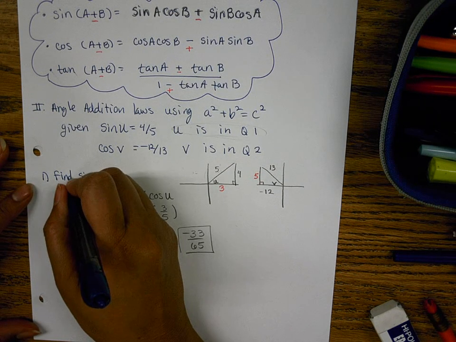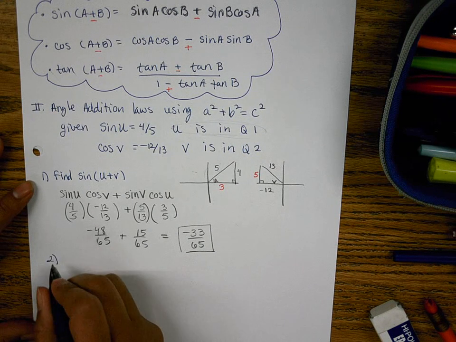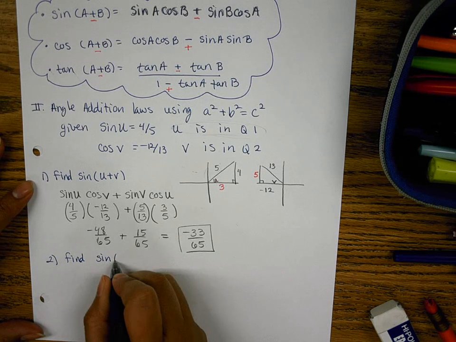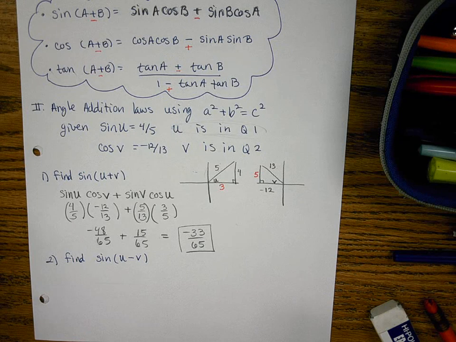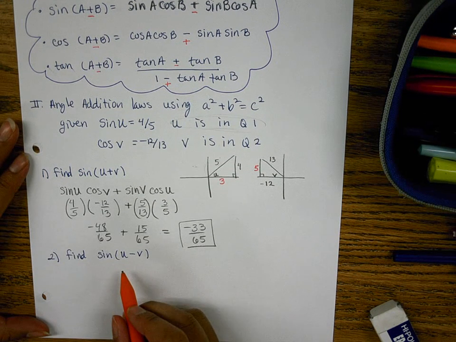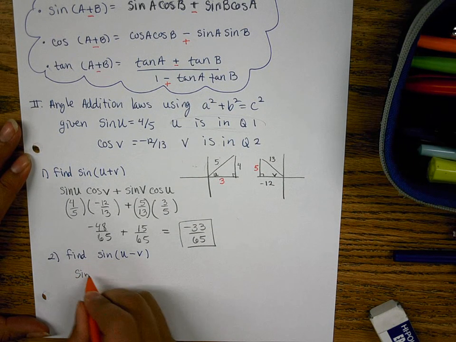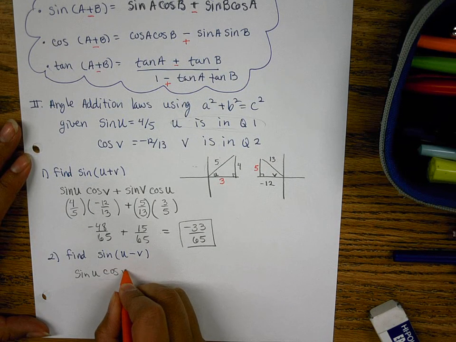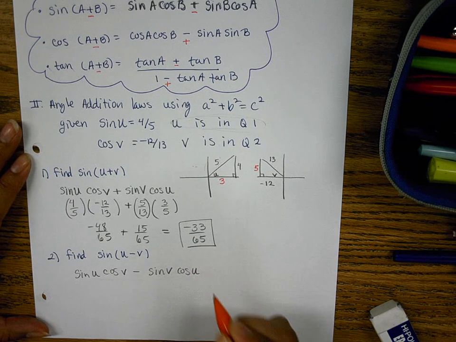And I said find, but I wrote fin. Number 2, find, not fin, find sine of U minus V. Okay, so we're going to use our sine formula, but now it's minus. So sine of U, cosine of V, take away sine of V, cosine of U.